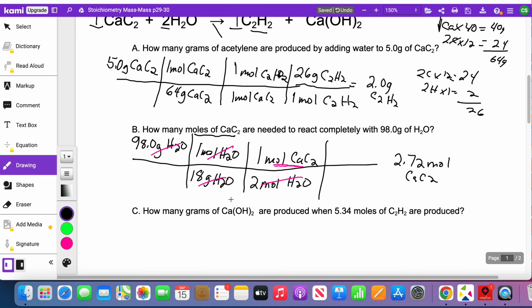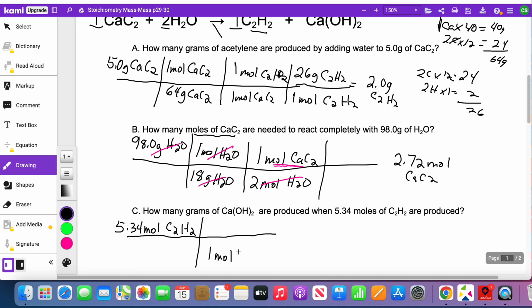All right, one last problem. How many grams of CaOH2 are produced when 5.34 moles of C2H2 are produced? So we start off with 5.34 moles C2H2. We draw the picket fence. Step 1, change to moles. Oh, we're already in moles, so skip that step if you're already in moles. Step 2, mole ratio from the balanced equation. So I got to go back up to my equation. I know it's cut off a little bit, but you should have it on your paper.